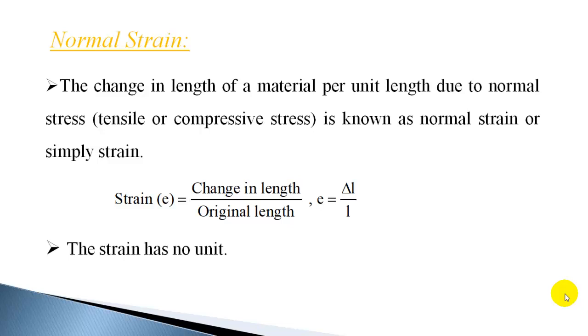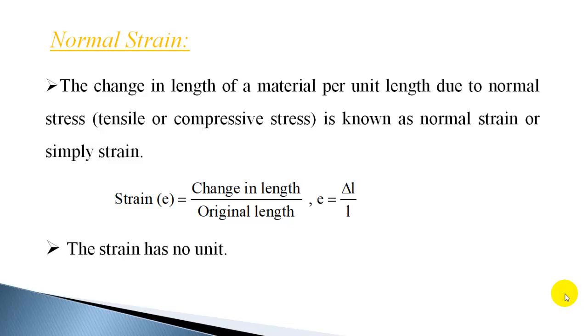Normal stress means it is a result of tensile or compressive stress. So when tensile or compressive stress is acting, there will be a deformation in the form of elongation or reduction in length. This elongation or reduction in length is the change in length. This change in length divided by the original length of the material will give the strain.